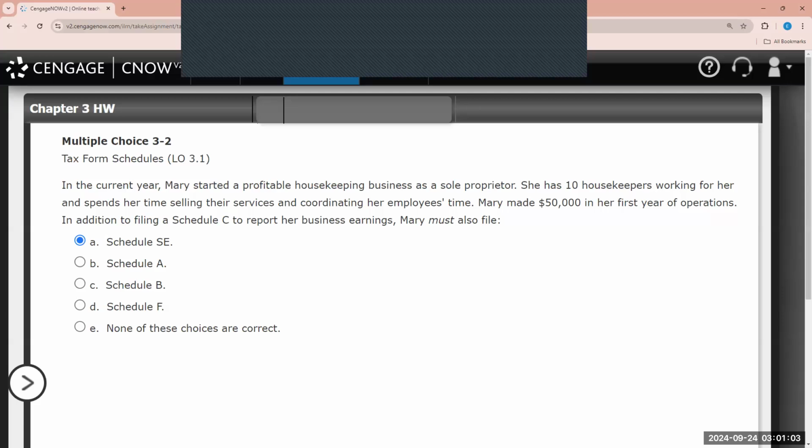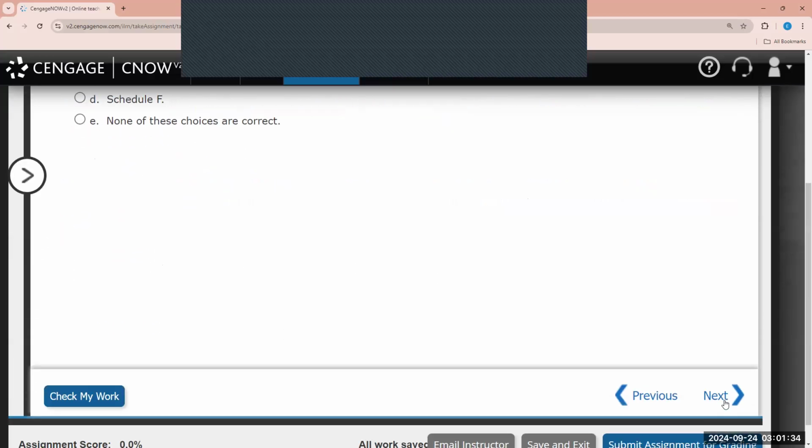This accounts for medical expenses, state and local taxes, mortgage interest, charitable contributions. Schedule B, this is where we report ordinary dividends as well as interest. So Schedule B, whenever there's $1,500 or more for interest and dividends, Schedule B would be reported. Schedule F is for farming income and expenses. So A is our correct answer, Schedule SE.